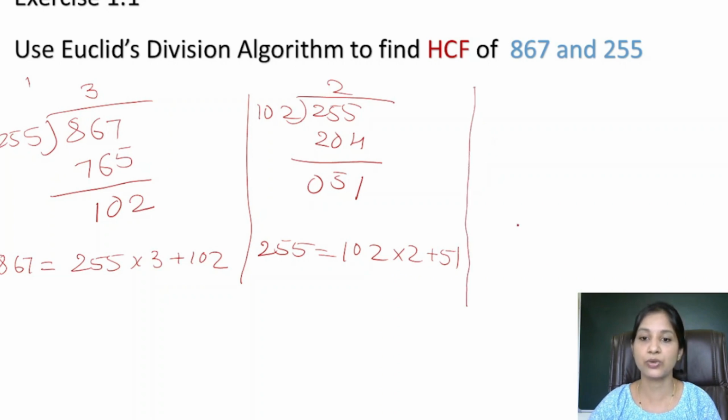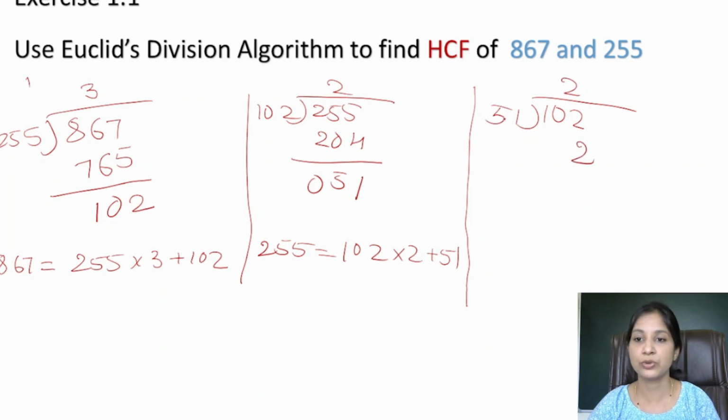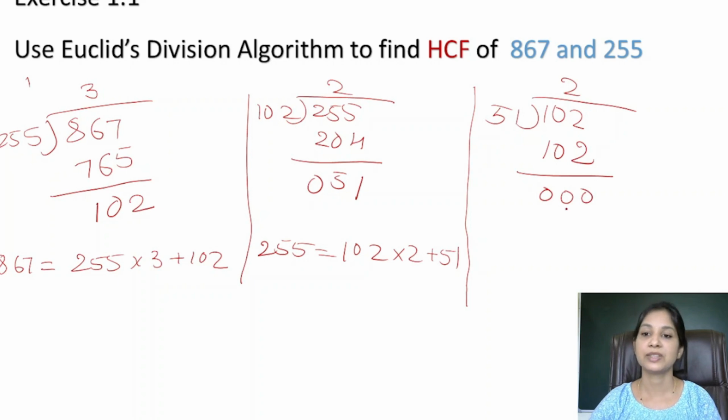Again I can go for one more division process. It is 102 divided by 51, I am taking. 51 2s are 102. It is exactly dividing, right? So that means I got remainder 0, right? Here 0 is the remainder.